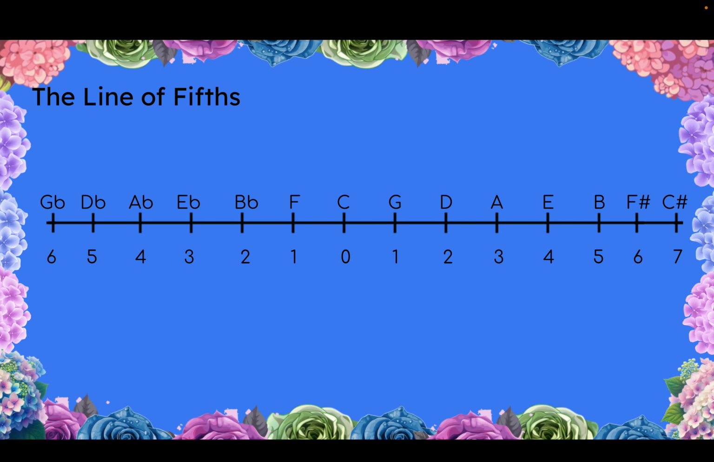And you know this because, well, G major has 1 sharp, D major has 2 sharps, A major has 3 sharps, E major has 4 sharps, B major has 5 sharps, F sharp major has 6 sharps, and C sharp major has 7 sharps. Flat wise, you decrease.